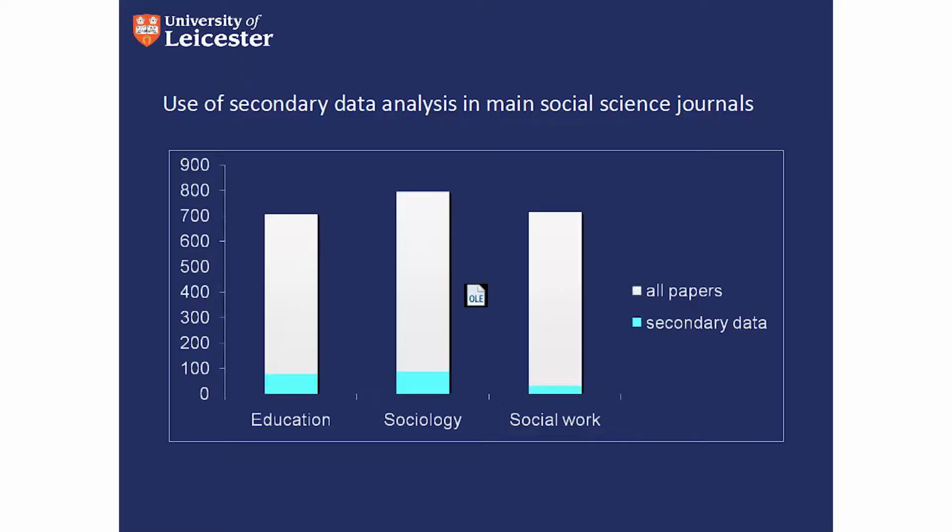It is an approach that's not that widely used, though. What I've got here is a number of social science journals published in English. And these are the proportions of papers that used some sort of secondary data. And the blue lines, so for education it comes to there, for sociology it comes to there, and social work just a tiny little bit at the top there.